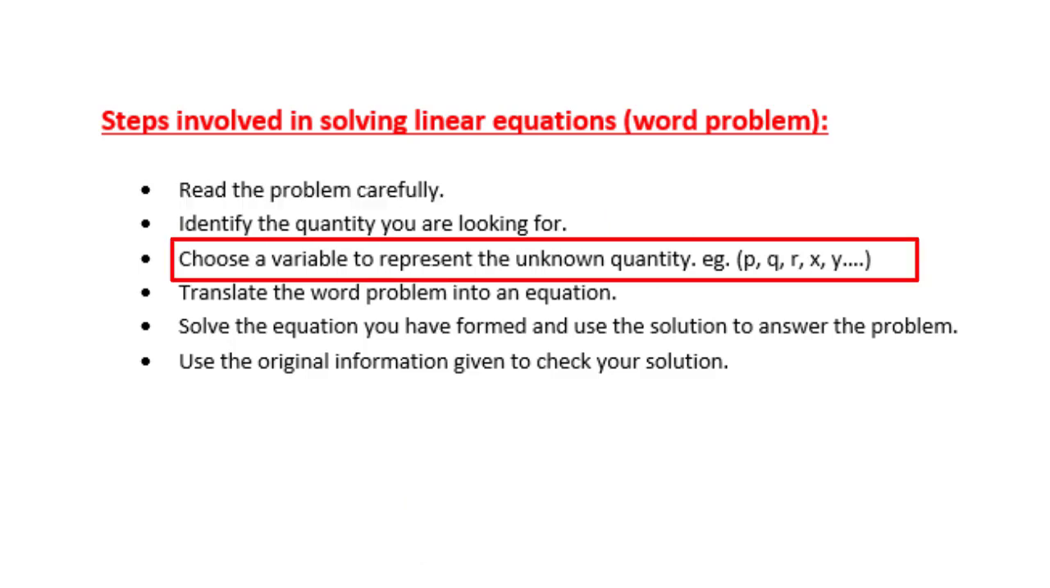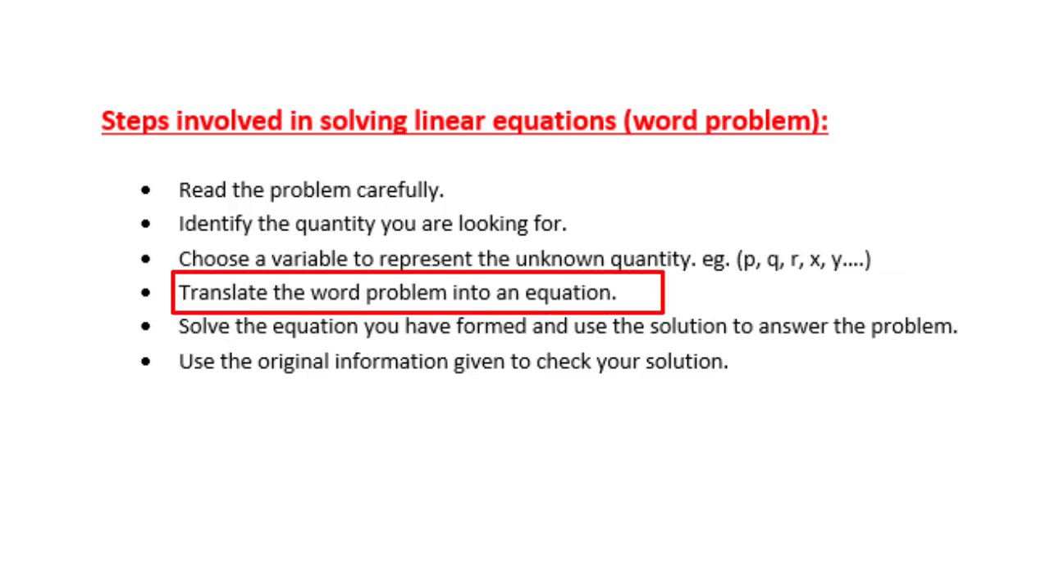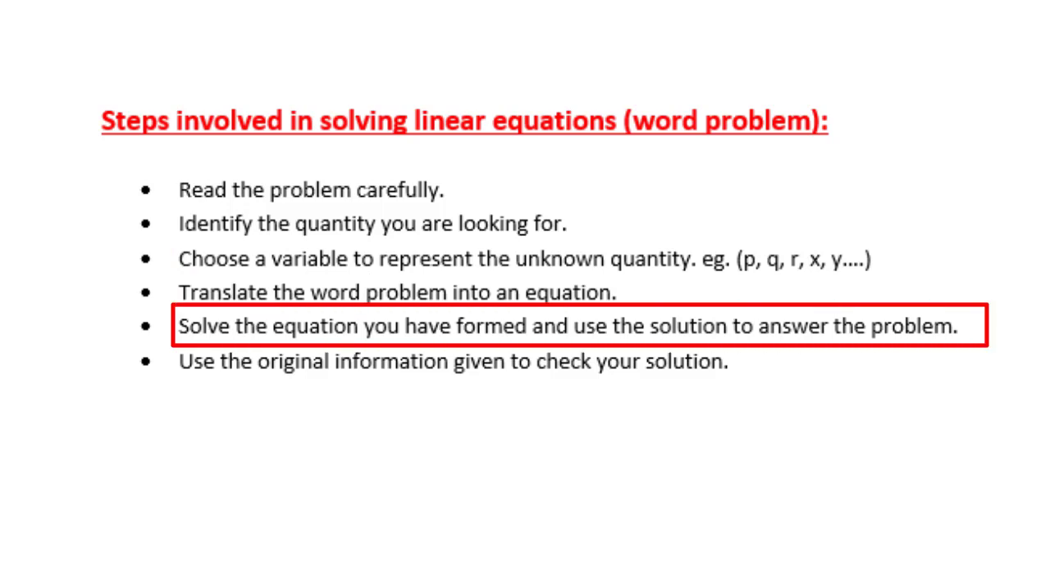Thirdly, choose a variable to represent the unknown quantity. So for the example used in the second point, you can say that let P be the number of items in the box. So you are going to use a variable to represent the unknown quantity that we are looking for. Next, we are going to translate the word problem into an equation, and then you solve the equation you have formed and use the solution to answer the problem.